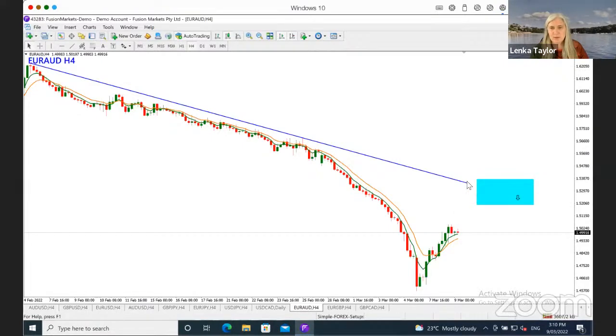Ideally, if it does come all the way to the previous trend line, then I would look to short from there. Otherwise, it might start to drop off again a bit earlier. So let's just watch the price action for that.